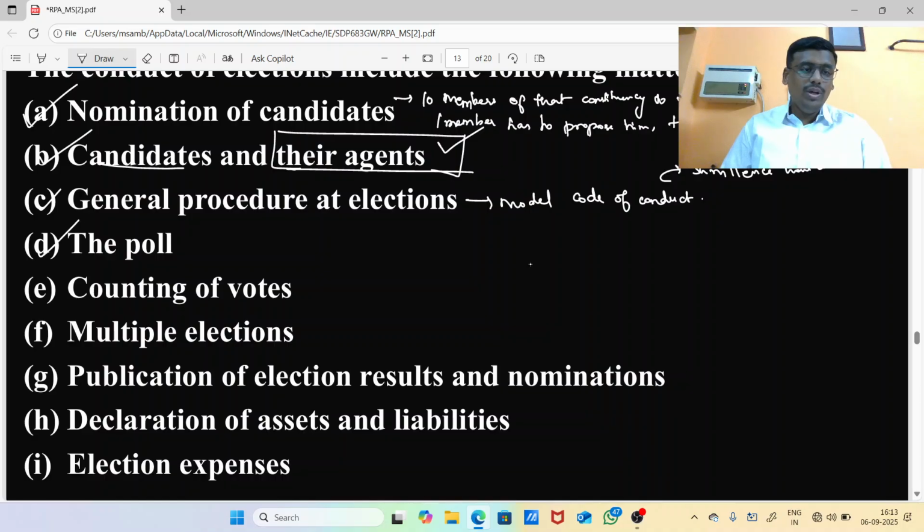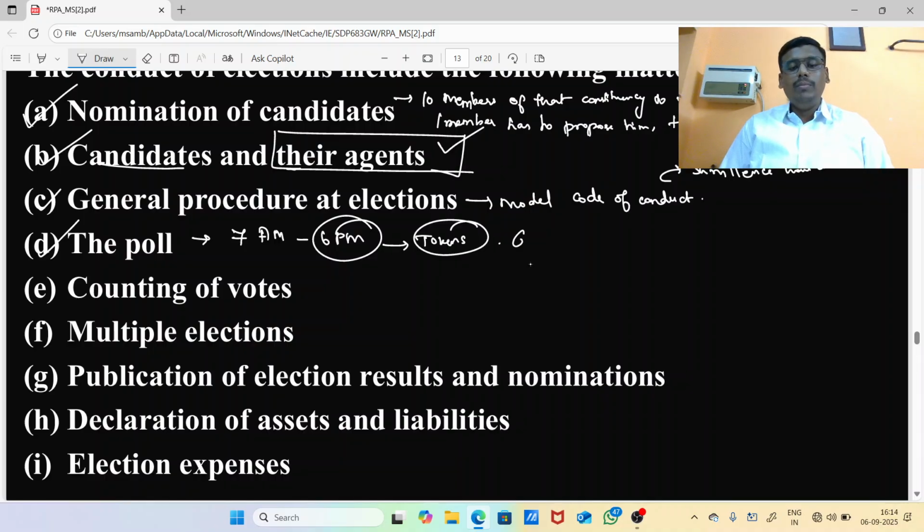And then there comes the polling day. During the polling day, the election starts from 7 a.m. and goes till 6 p.m. If the voters are coming late or more, then they will be given tokens. So the tokens will be given prior to 6. Those who get tokens can vote till the election completes. Else, if they don't have any tokens, if they come after 6 p.m., they could not vote.